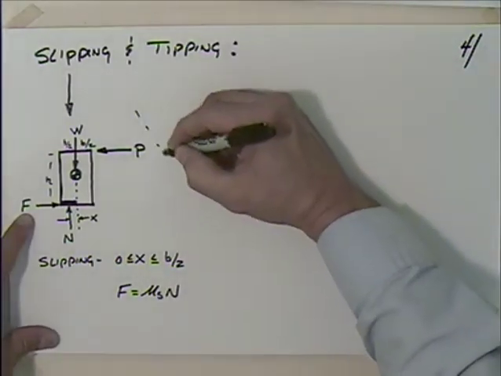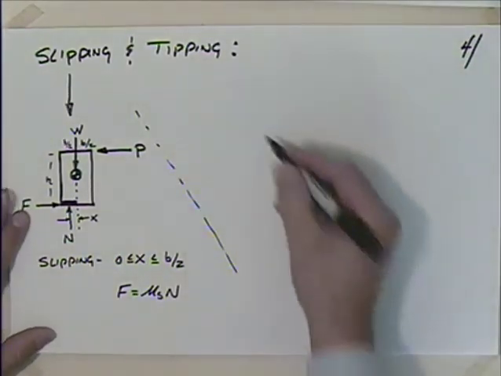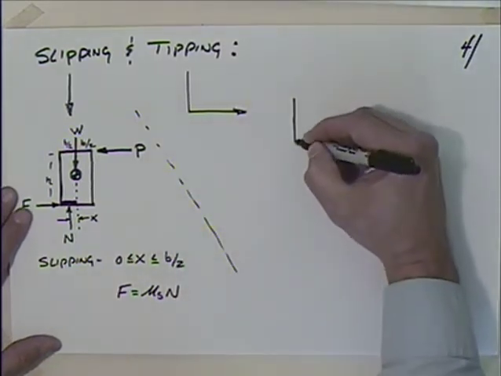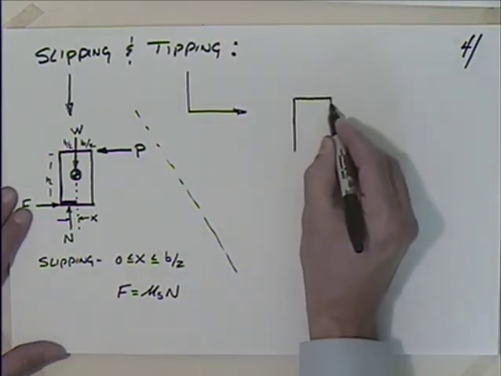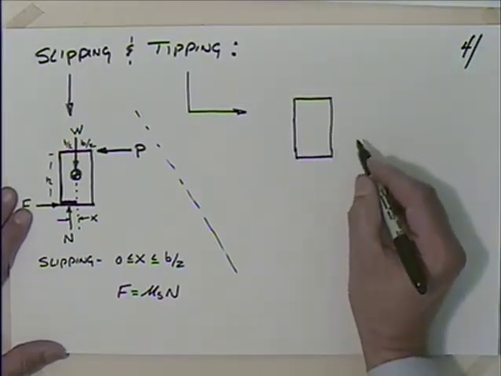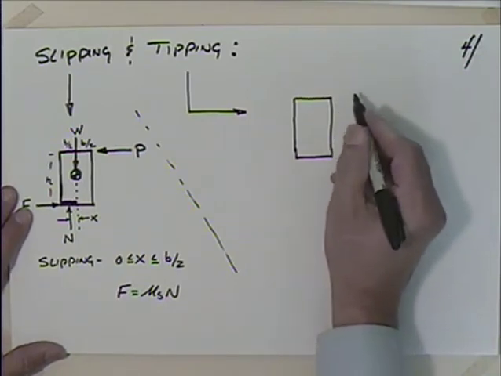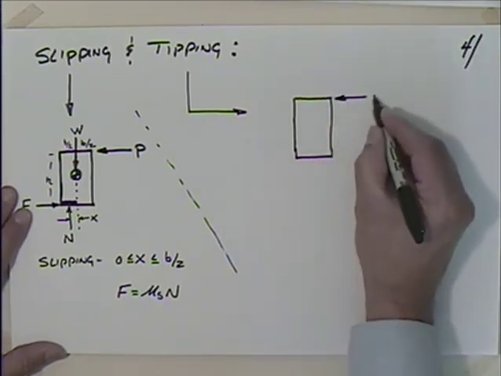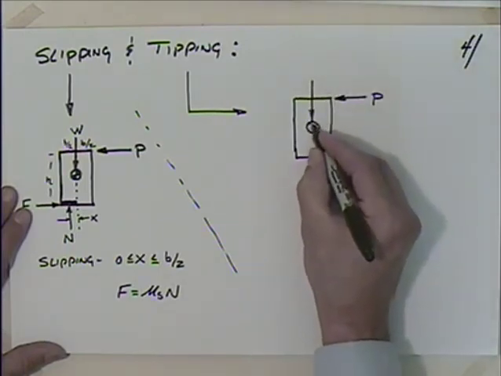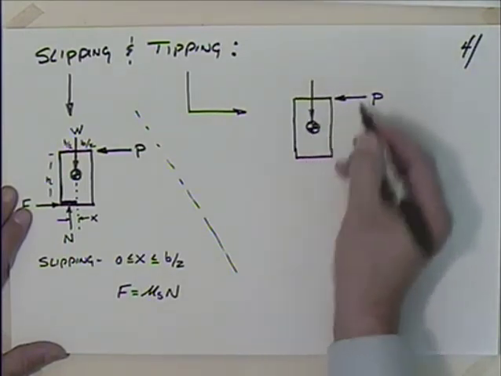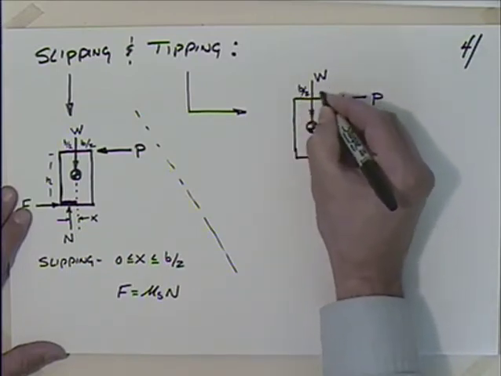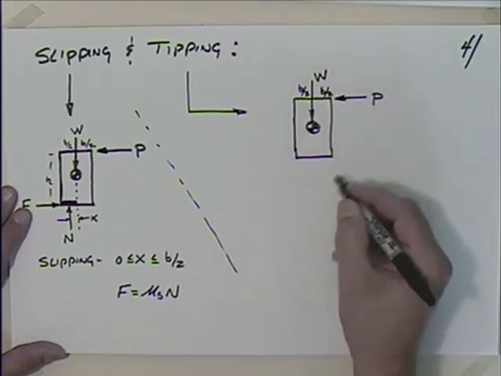Now if I look at tipping, let's see what we get for tipping. So again, I'll take exactly the same thing, the same refrigerator or vending machine or whatever you're moving. And we're going to apply this force up here. And we've got the weight W acting through the mass center. This is again b over 2 and b over 2.